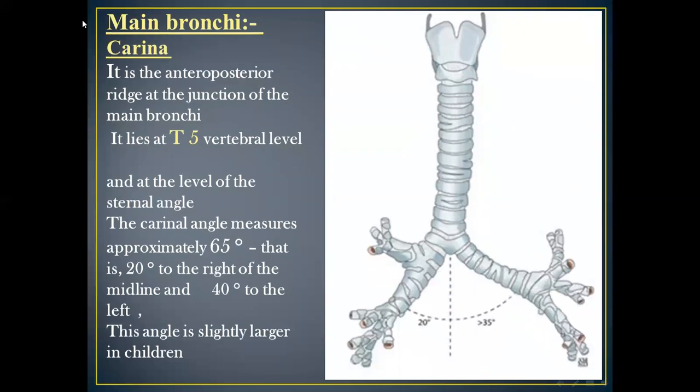Now the bronchi. The carina is defined as the anterior-posterior ridge at the junction of the main bronchi, that is at the level of T5, which is the level of the sternal angle. The carinal angle, this is the carinal angle, measures 65 degrees, and this angle is 20 degrees to the right side of the midline and 40 degrees to the left. This angle is slightly larger in children, and it increases by about 10 to 15 degrees in recumbency.